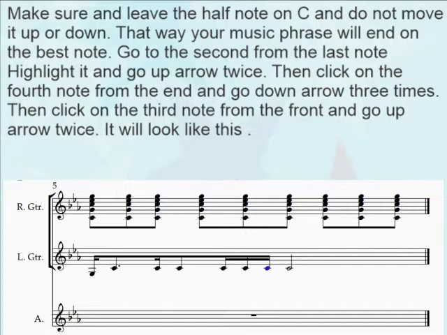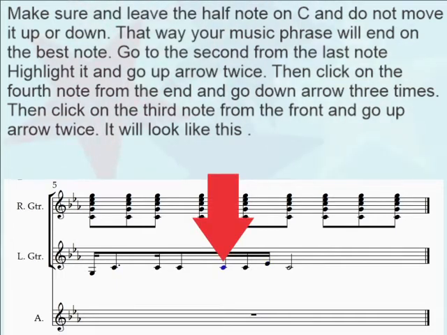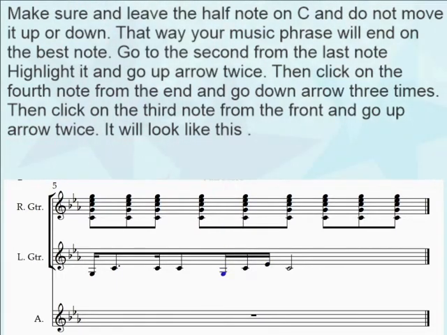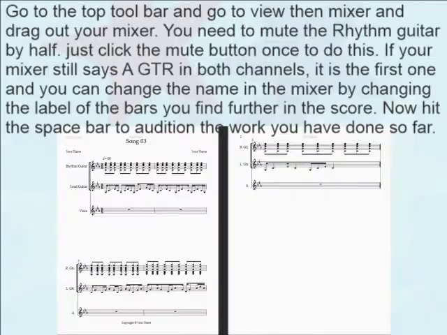Go to the second from the last note, highlight it and go up arrow twice. Then click on the 4th note from the end and go down arrow 3 times. Then click on the 3rd note from the front and go up arrow twice. It will look like this.